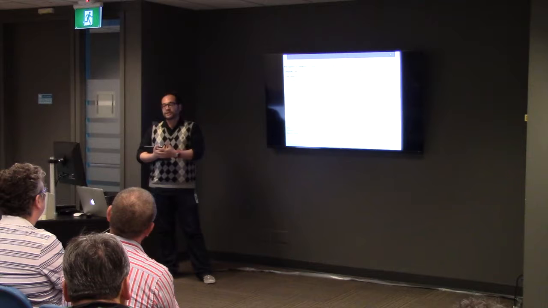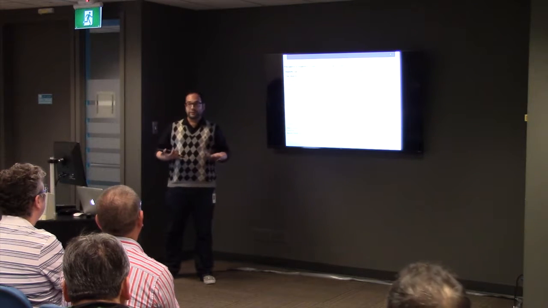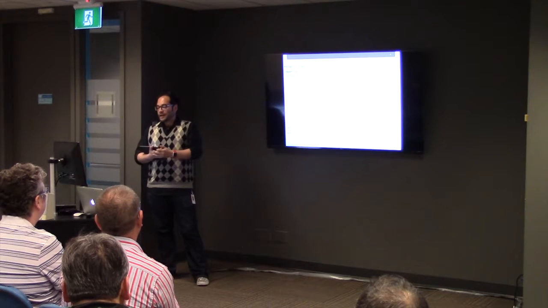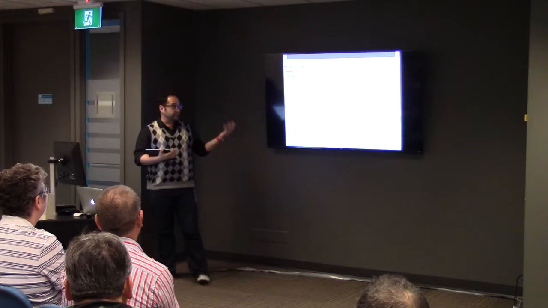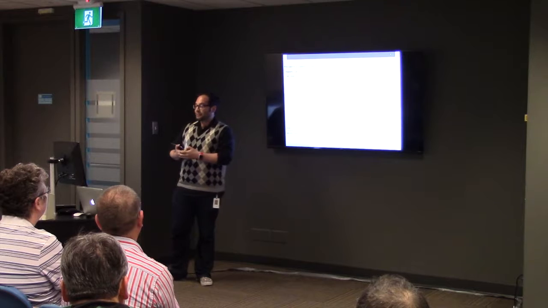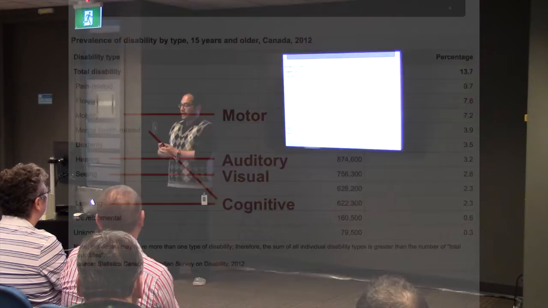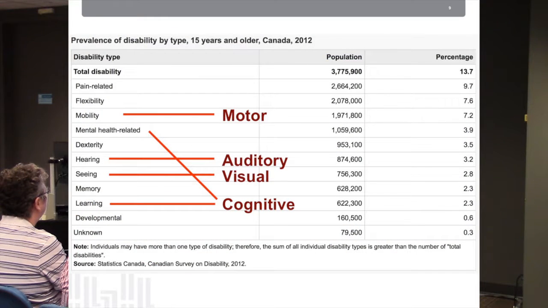When we talk about disabilities, though, we also need to contextualize the totality of disabilities. Since we are in Vancouver and in Canada, we can look at the statistics from Statistics Canada regarding the number of people that have disabilities and the types of disabilities that they have. This comes directly from the Statistics Canada survey on disability from 2012. So this is the most recent data that we have on the total number of Canadians that have disabilities. One of the things I want you to notice, if you can read the screen, is the little note at the bottom that says the sum of all individual disability types is greater than the number of total disabilities. So disabilities are not singular.